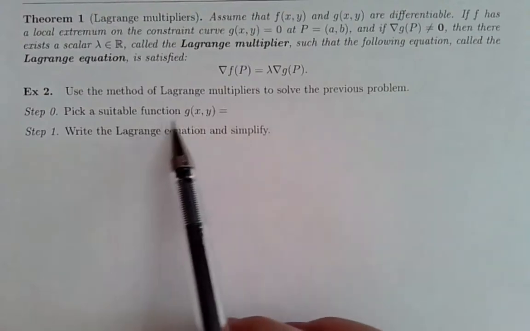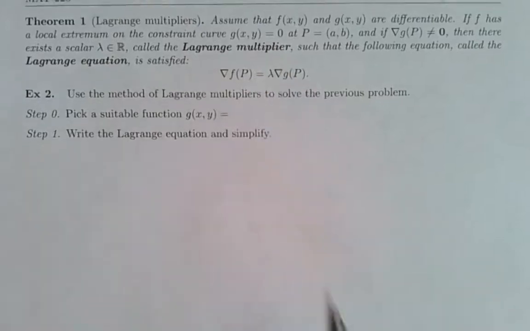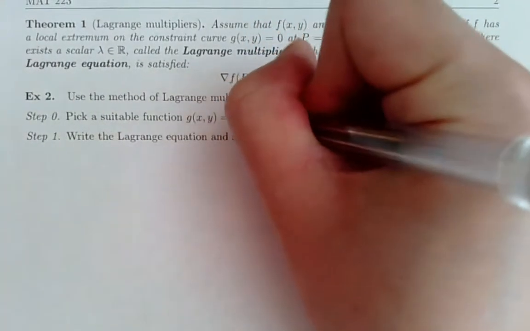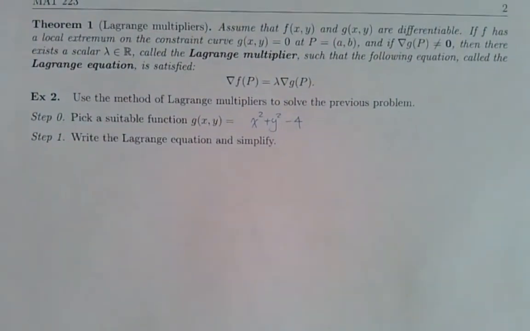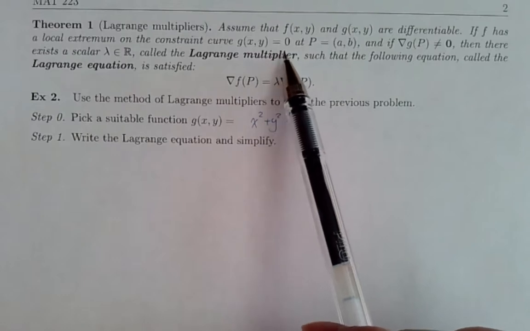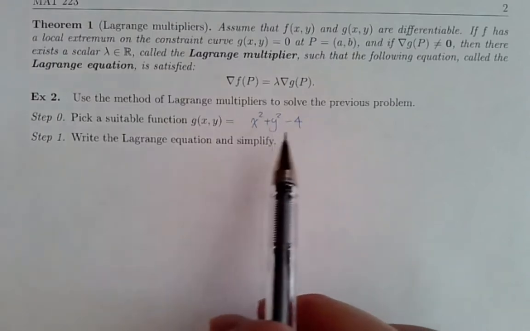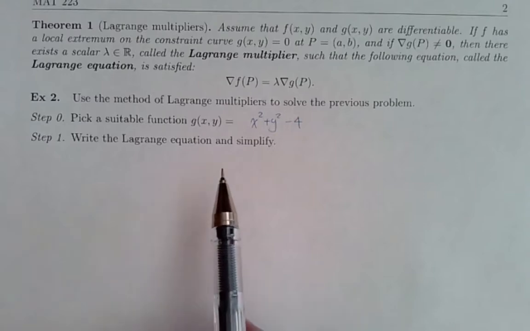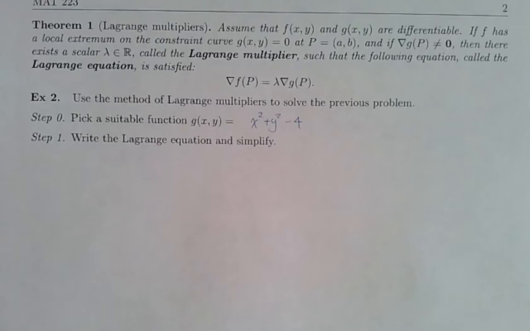So we want to pick a suitable function g. Here I set g of x, y equal to 0. So from the previous page, in order for x squared plus y squared to equal 4, x squared plus y squared minus 4 should equal 0. It turns out that minus 4 doesn't really matter, so you could have left it off. Then you just have to change that 0 to a 4. And that part doesn't really matter anyway. So we pick this function, basically x squared plus y squared. Write out the Lagrange equations. The Lagrange equation is this one. Gradient of f equals gradient of g times the constant.